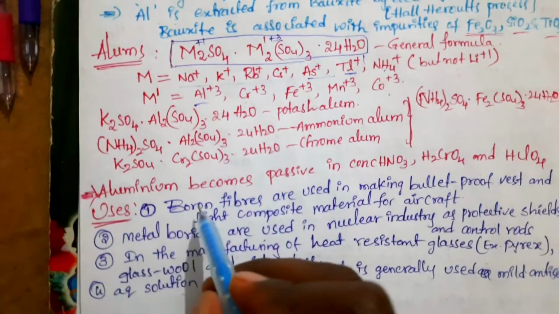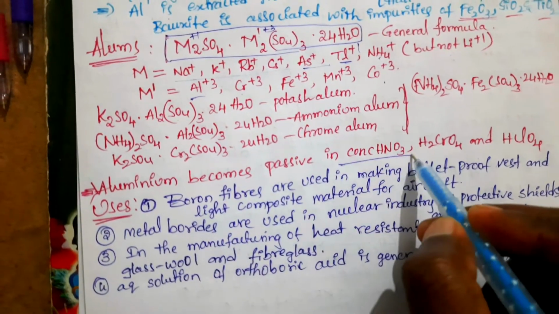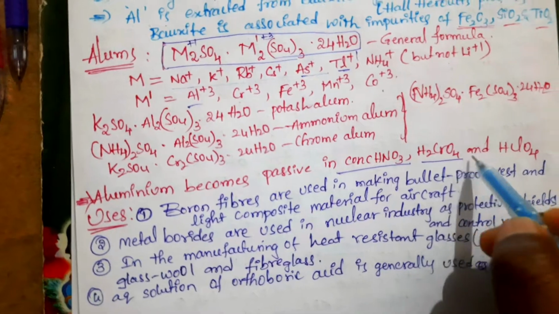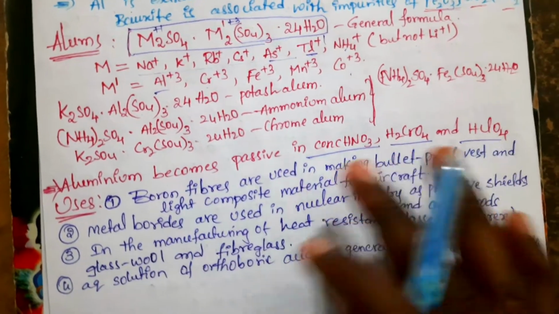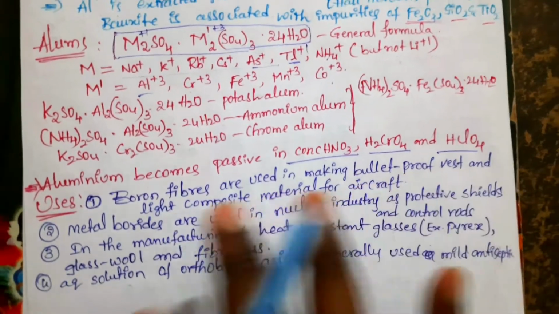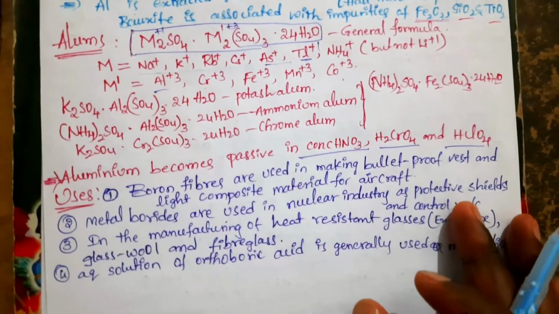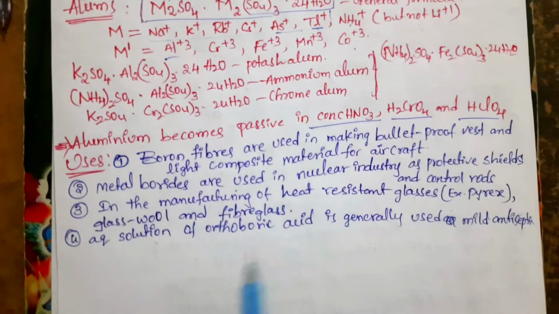Different alums these are. Aluminium becomes passive in concentrated HNO3, chromic acid and also perchloric acid. These won't react with aluminium because of its passivity. On aluminium an oxide layer forms, so for that reason it won't react.